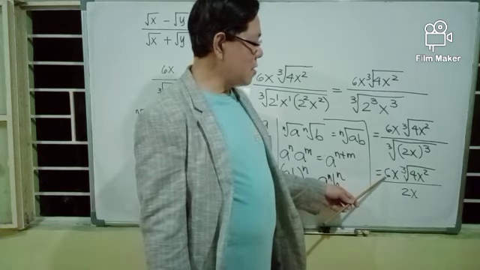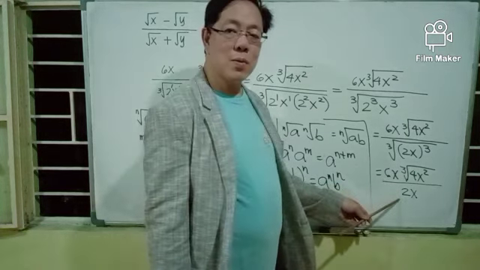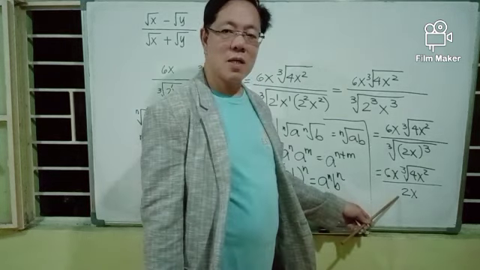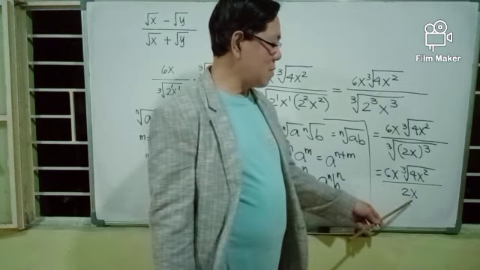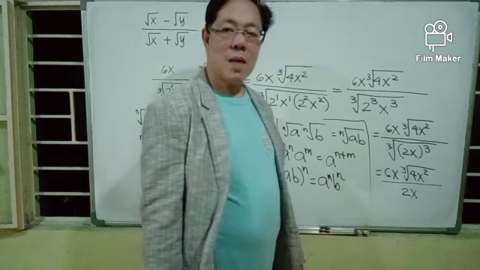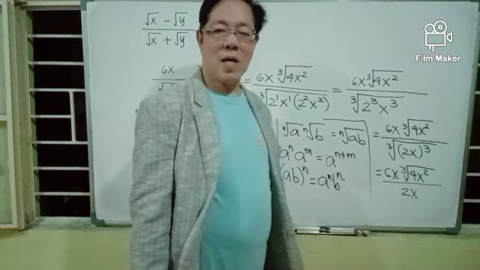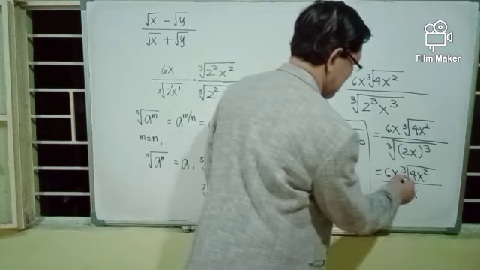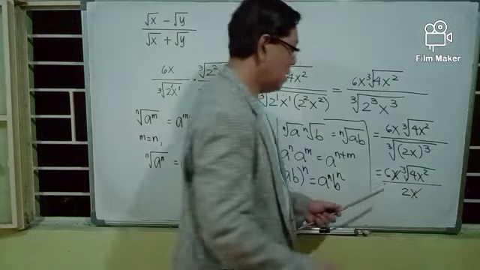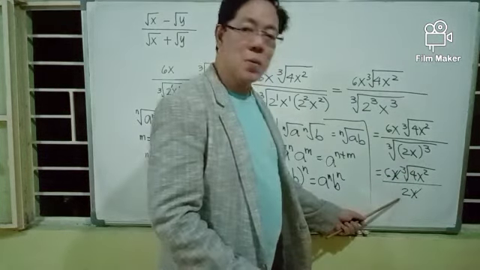And you can see that 6 is divisible by 2. 6 divided by 2 is 3. And we can cancel out x because x over x is 1. And we have 6 divided by 2 is 3.